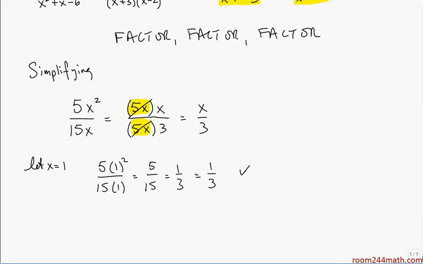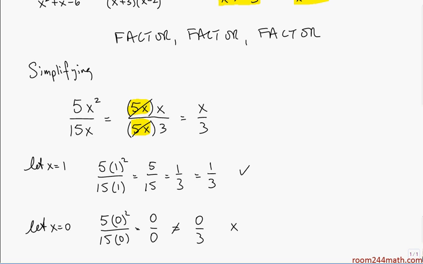What if we let x equal to 0? If we let x equal to 0, the left-hand side becomes 5 times 0 squared over 15 times 0, which is 0 over 0. And that's undefined. It's not a number. Whereas the right-hand side becomes 0 over 3, which is a perfectly well-defined number. It's just 0. So these things are not equal to one another. And this is really the reason for writing restrictions or non-permissible values. We sometimes refer to non-permissible values as restrictions.